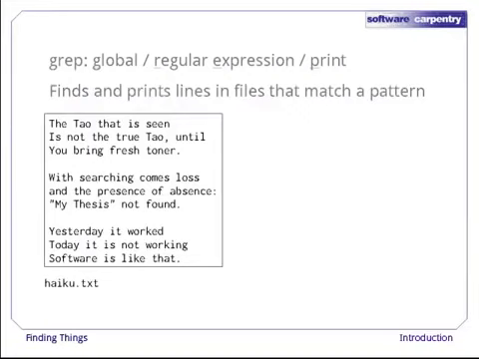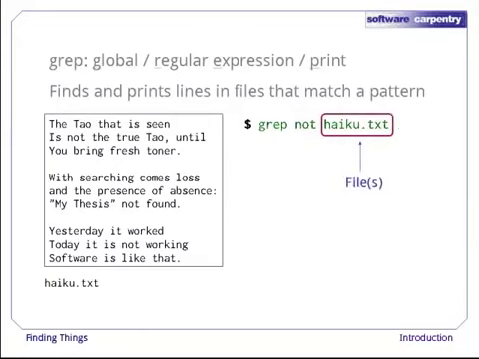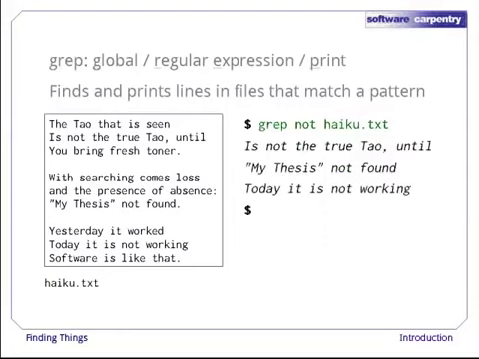Here's the file we'll use for our examples. It contains 3 computer haikus taken from a competition that Salon magazine ran in 1998. Let's run the command grep not haiku.txt. Here, not is the pattern we're searching for. It's a pretty simple pattern. Every alphanumeric character matches against itself. After the pattern comes the name or names of the files we're searching in. As you can see, the output is the 3 lines in the file that contain the letters N-O-T.